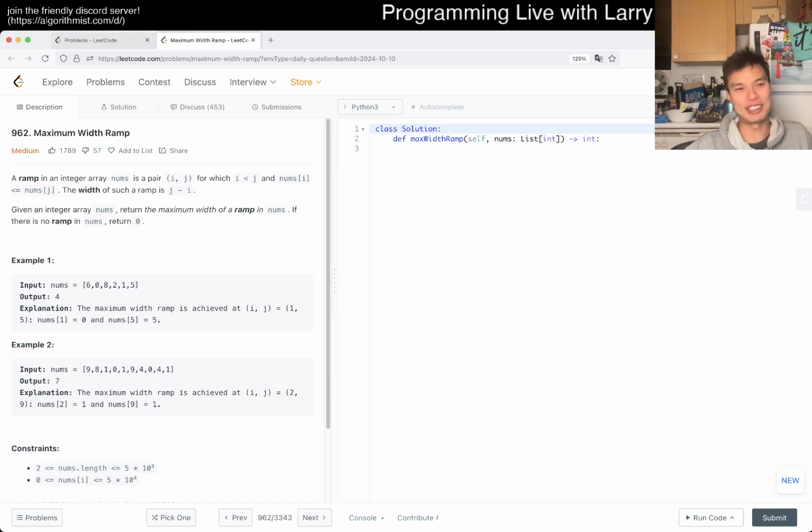Today we have 962, Maximum Width Ramp. Don't know what that means. A ramp in an integer array nums is a pair (i, j) for which i is less than j and nums[i] is less than or equal to nums[j]. The width of such a ramp is j minus i. Given an integer array nums, return the maximum width of a ramp in nums. If there is no ramp in nums, return 0.